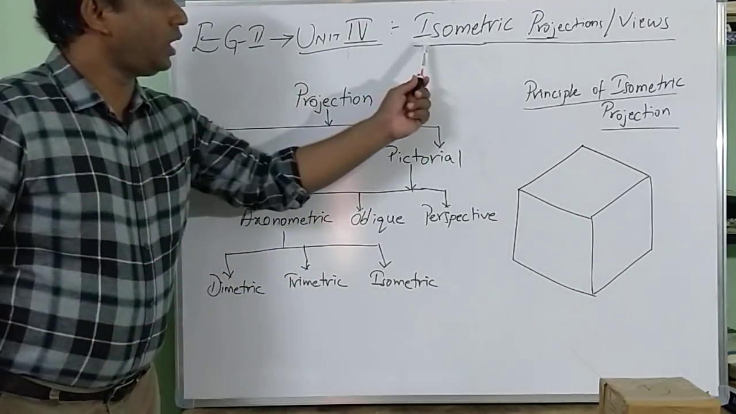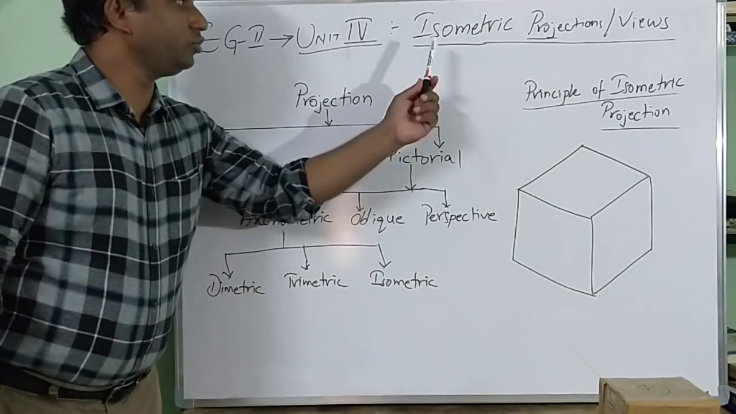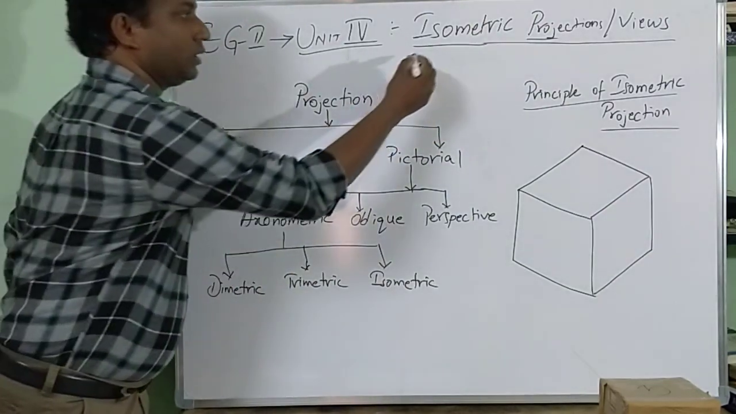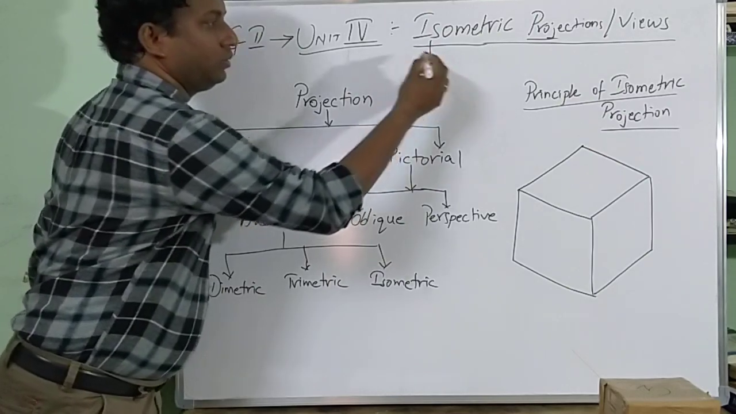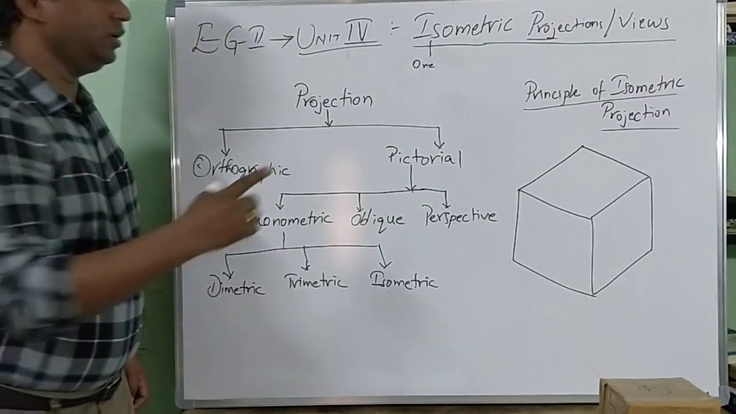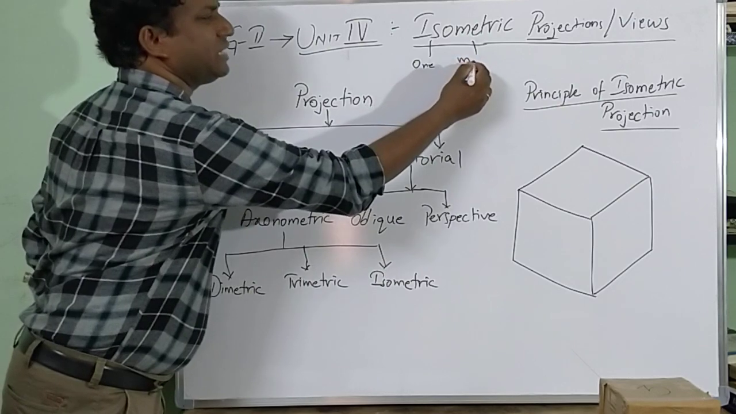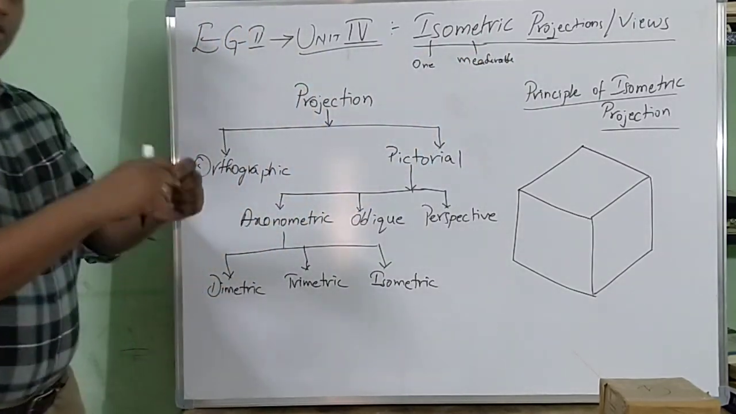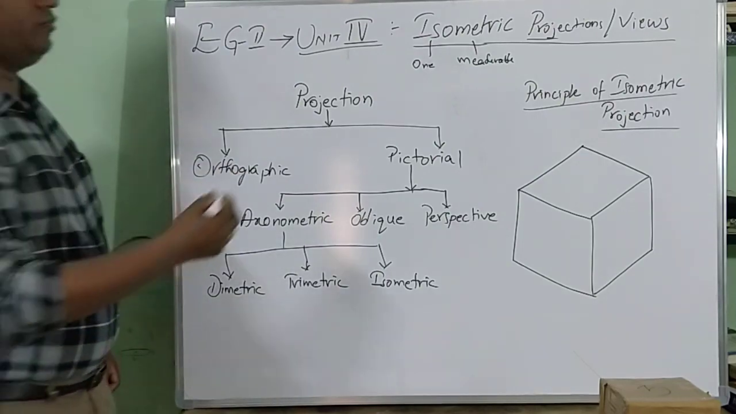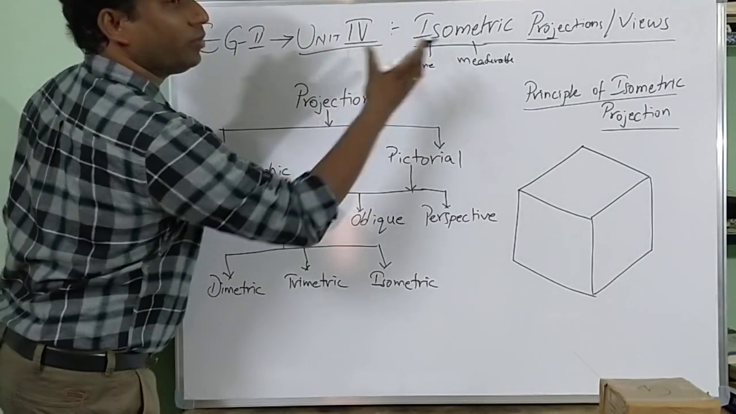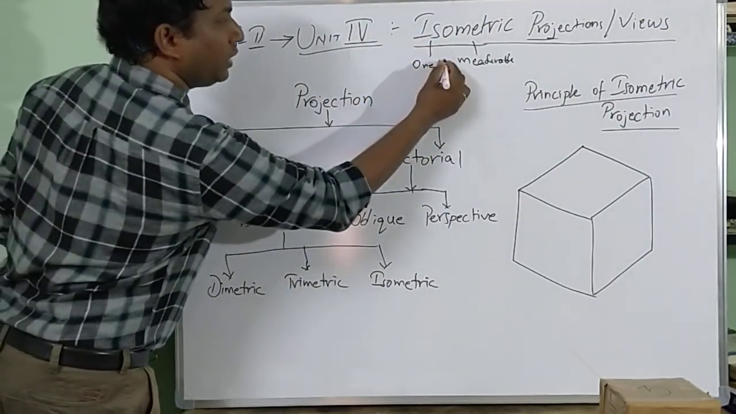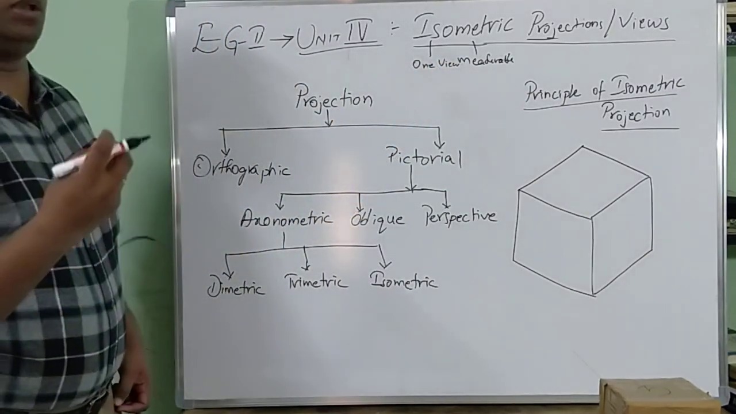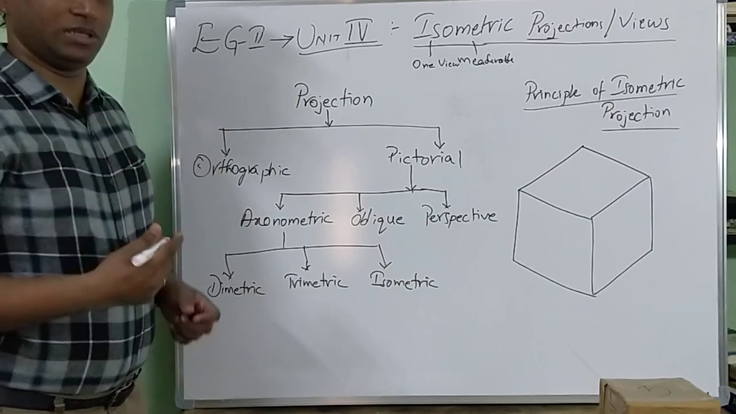Isometric is a combination of two words, iso and metric. Iso means one. Metric is something measurable, which you can measure. We can do it with the help of some measurements. One view, what is the combination? The actual meaning is one view of measurable things. Isometric: in one view we can measure the things.